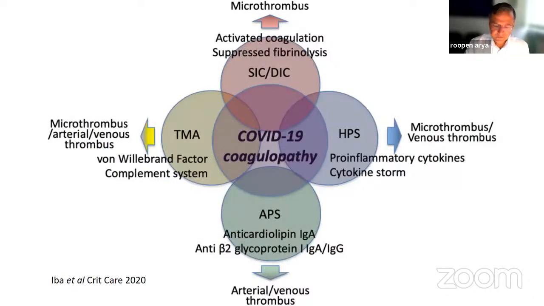So again, COVID-19 coagulopathy has these characteristic features, and partially overlaps with the coagulopathy that we see in sepsis or DIC or in hemophagocytic syndrome and in microangiopathies as well as antiphospholipid syndrome. But in many ways, it does not perfectly match these coagulopathies.